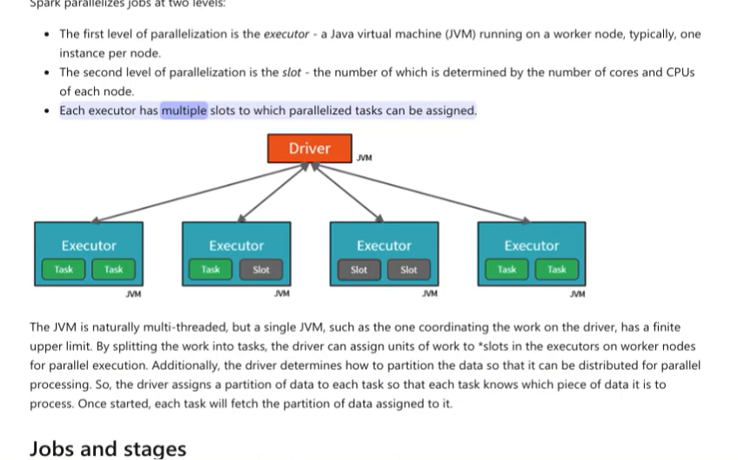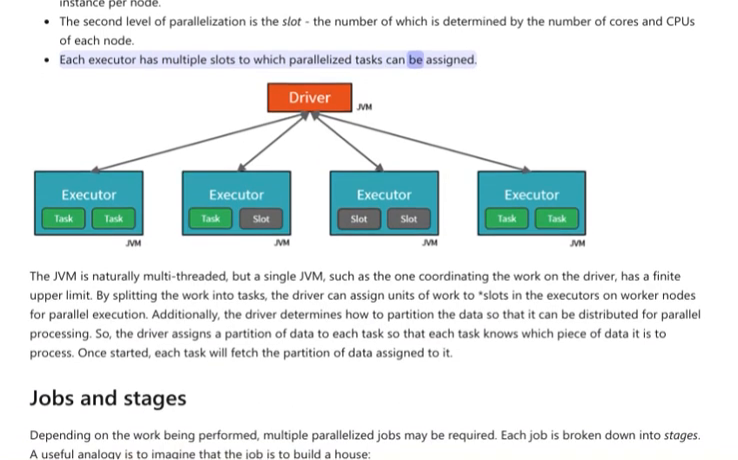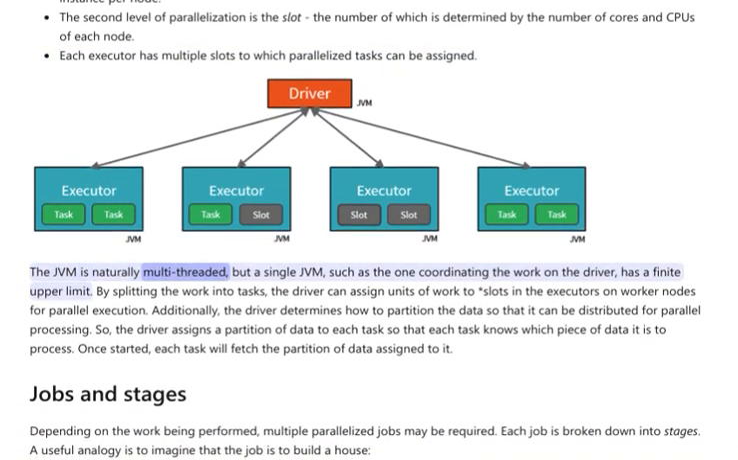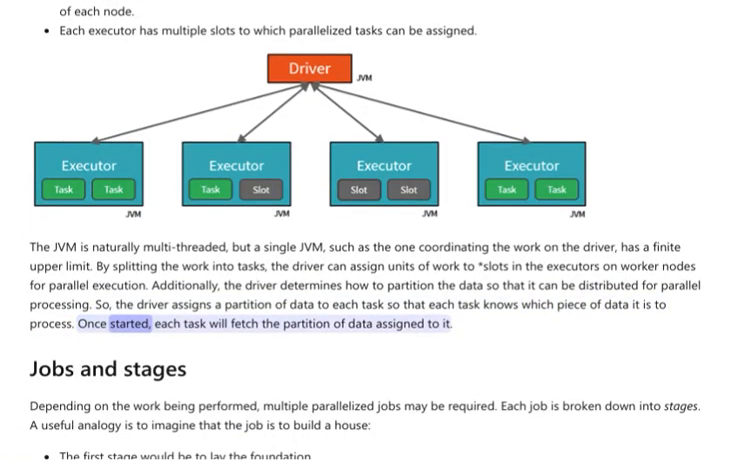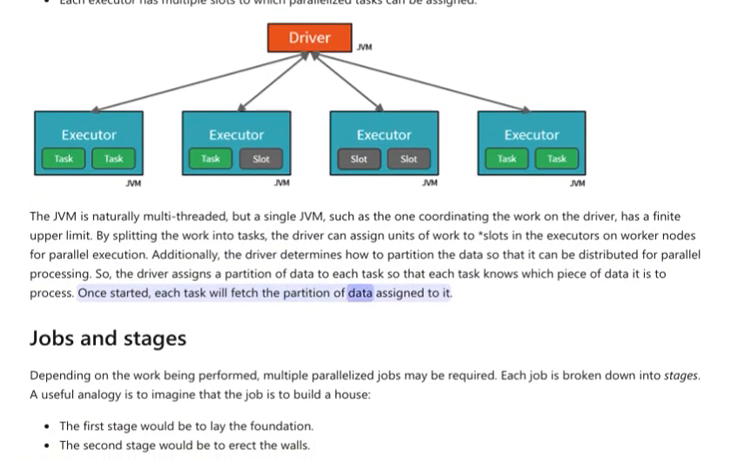Each executor has multiple slots to which parallelized tasks can be assigned. The JVM is naturally multi-threaded, but a single JVM, such as the one coordinating the work on the driver, has a finite upper limit. By splitting the work into tasks, the driver can assign units of work to slots in the executors on worker nodes for parallel execution. Additionally, the driver determines how to partition the data so that it can be distributed for parallel processing. So, the driver assigns a partition of data to each task so that each task knows which piece of data it is to process. Once started, each task will fetch the partition of data assigned to it.